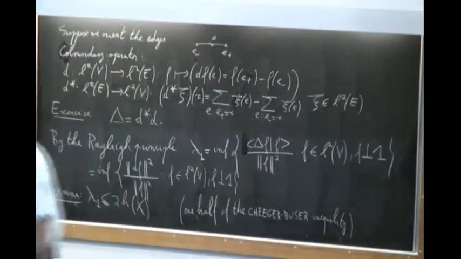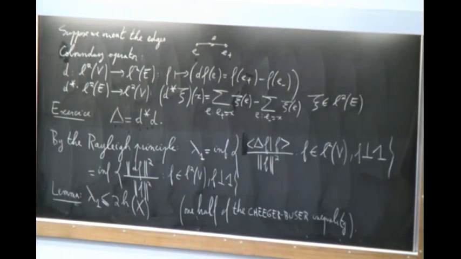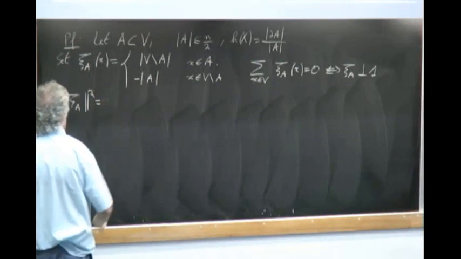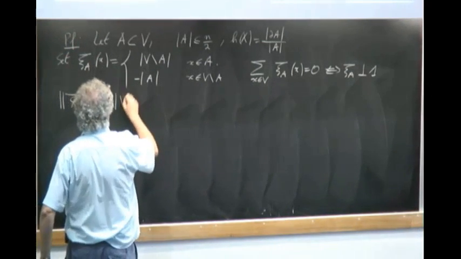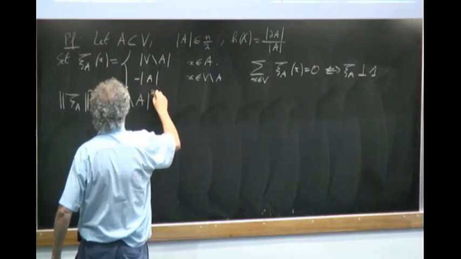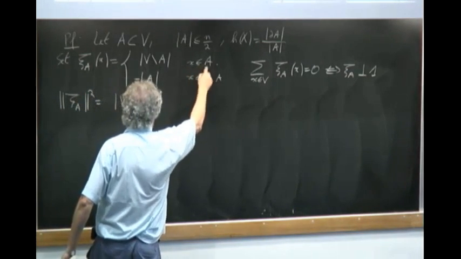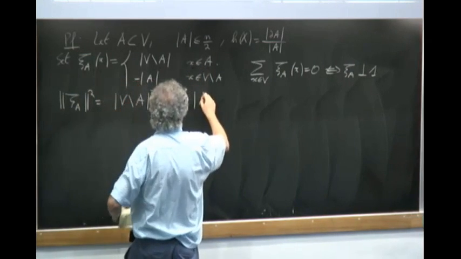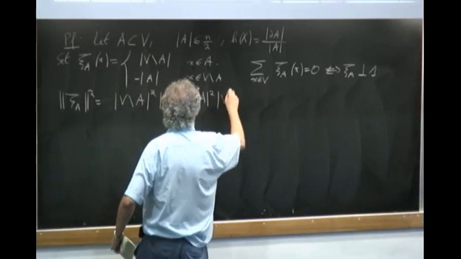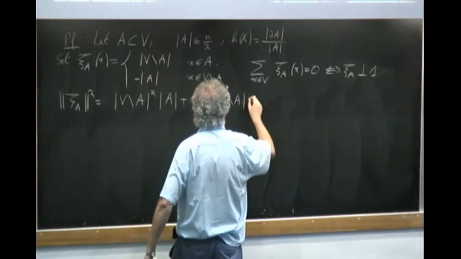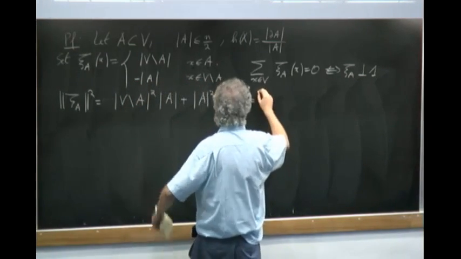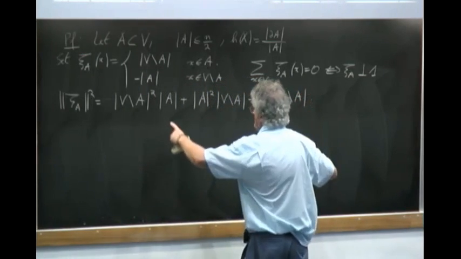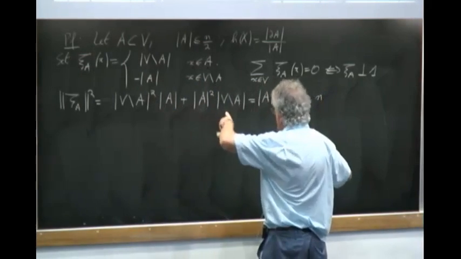So I can use it as a test function for lambda 1. I will need its L2 norm squared, so let's compute. It's V minus A squared times, how many times? Well, the cardinal of A, plus A squared times, how many times? V minus A, sorry. And, okay, so that's A times V minus A, times A plus V minus A, that's n.